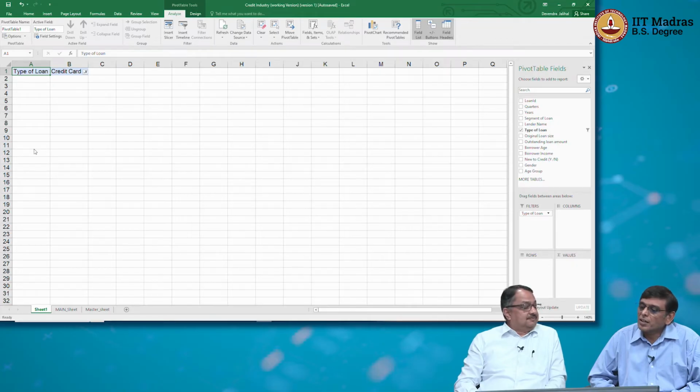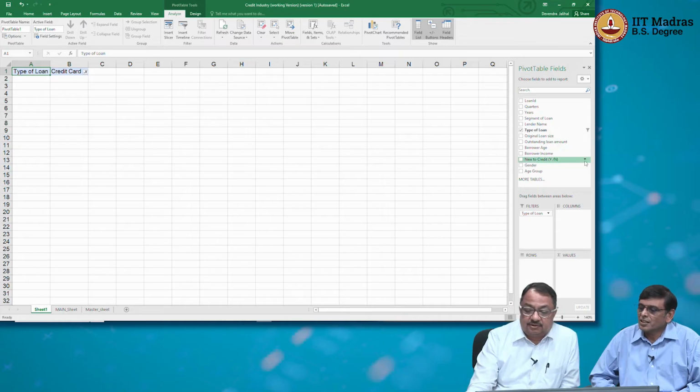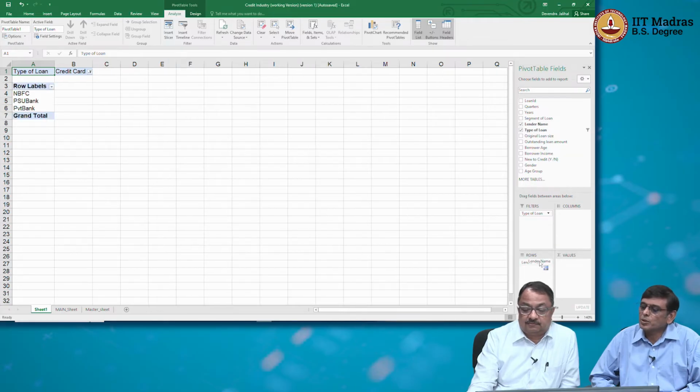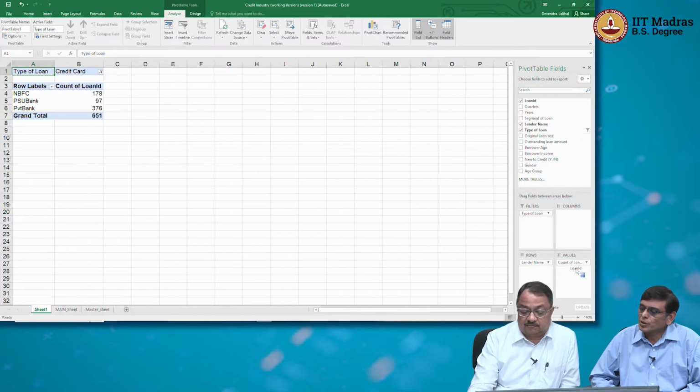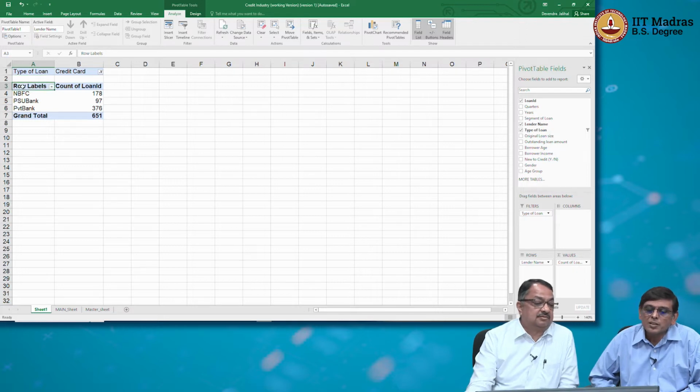On credit card, we want to analyze the number of loans given. Number of transactions, basically, that means credit card transactions that are there. And you want this by lender type? By lender type. Let's first only do this. Lender type and number of loans. Then can we make a pie chart on this? Yes, we can make a pie chart on this.